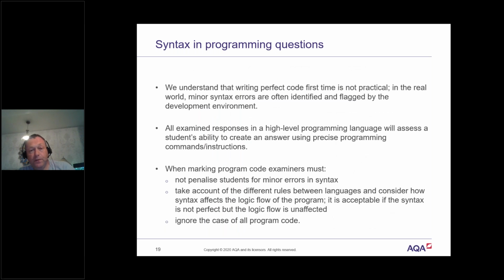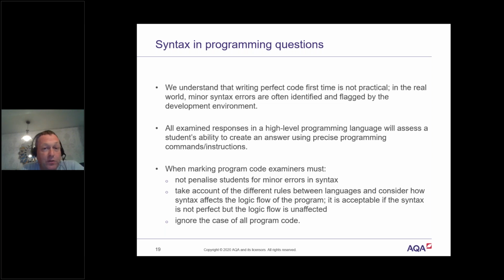Syntax. The big thing really with syntax is we've told the examiners not to penalise students for minor syntax errors. Okay, so as long as the flow of the program is correct and the logic is correct, the students will 9 times out of 10 gain full marks. A simple syntax error they won't lose marks.